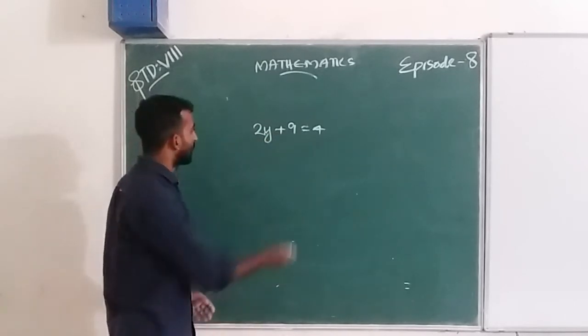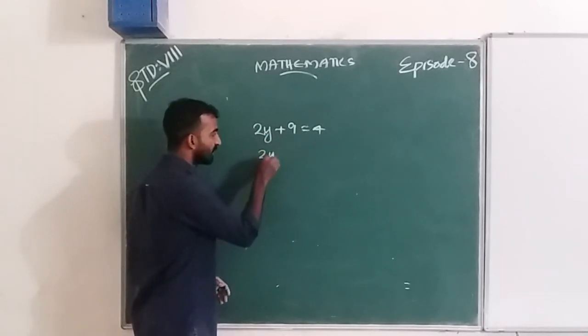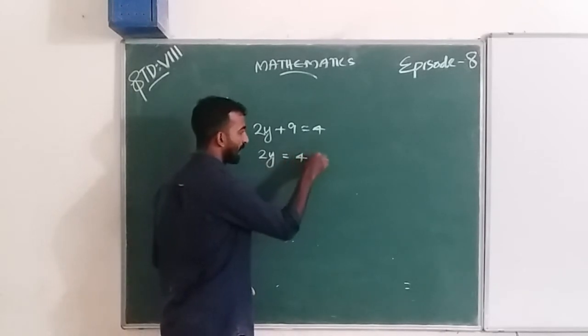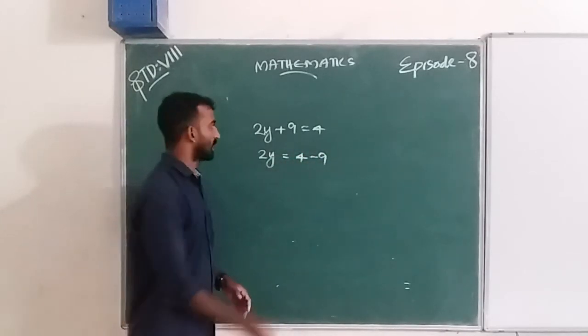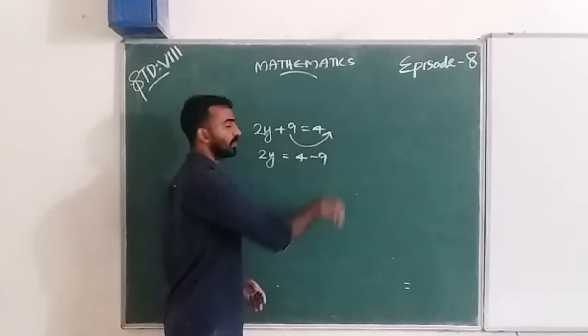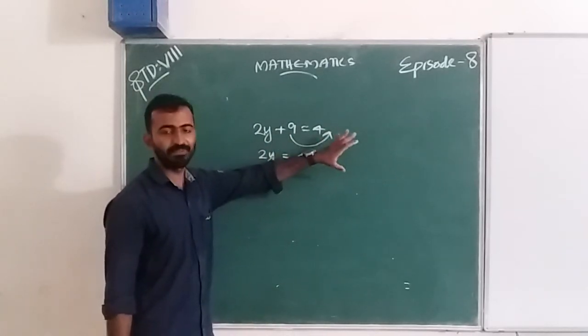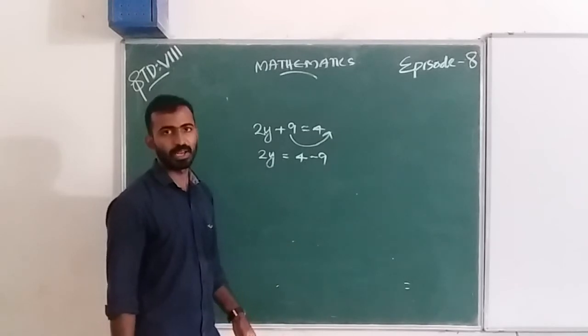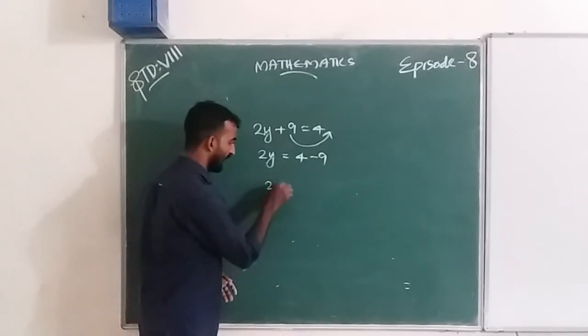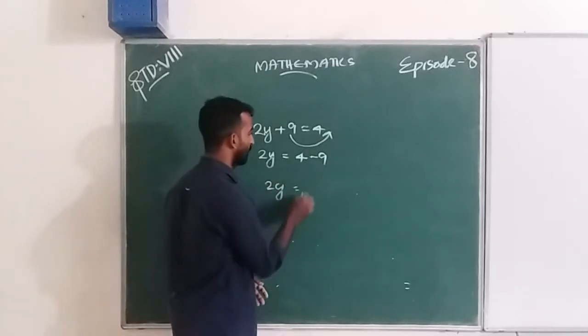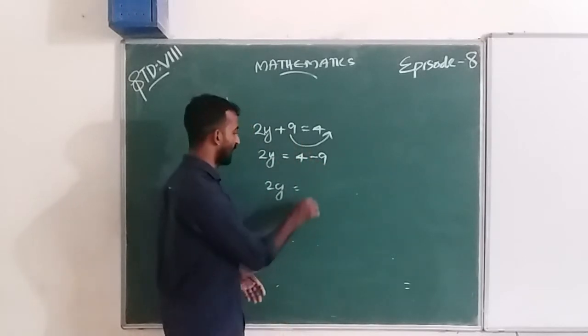Here we can write 4 minus 9. Is it right? The 9 is going to the right side, that is, plus 9 is going to the right side, then we get minus 9. So 2y equal to 4 minus 9. What do we get?